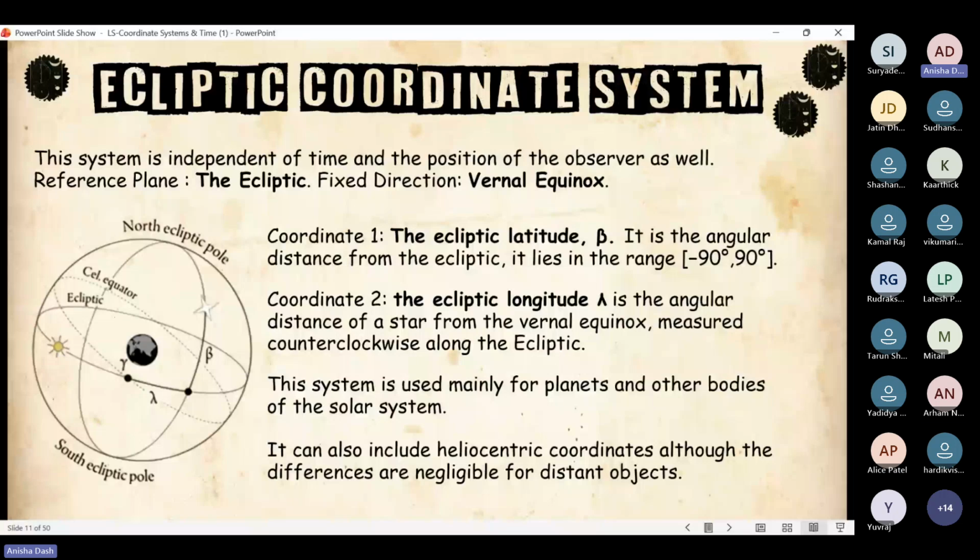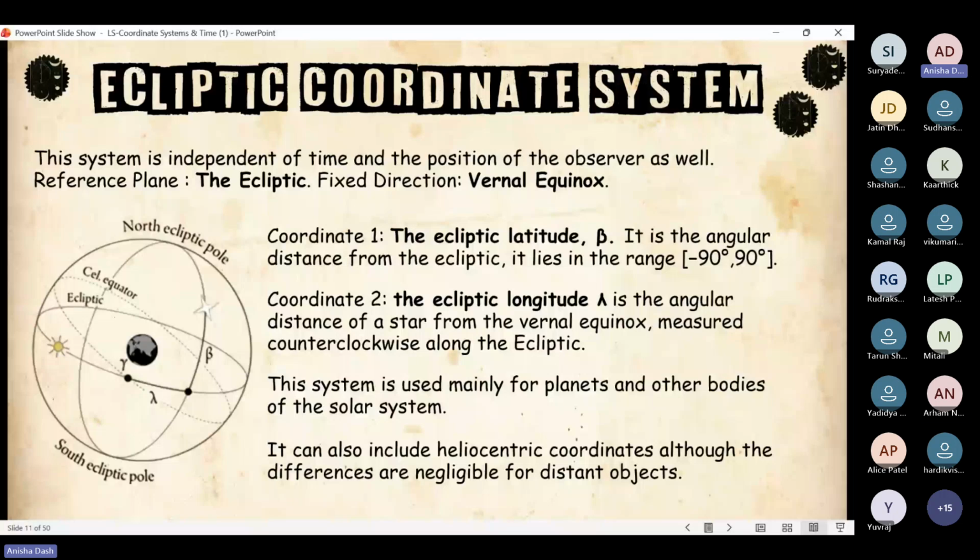Now, like I said, the fixed direction is identical in the equatorial and the ecliptic coordinate systems. It does not mean that the second coordinate in both these systems is identical, because they're measured along different planes. Like I said, it's used for objects in the solar system. You can define the system to be heliocentric, which is centered at the sun, geocentric, like we just discussed, or topocentric, which is observer centric. So it's very convenient.